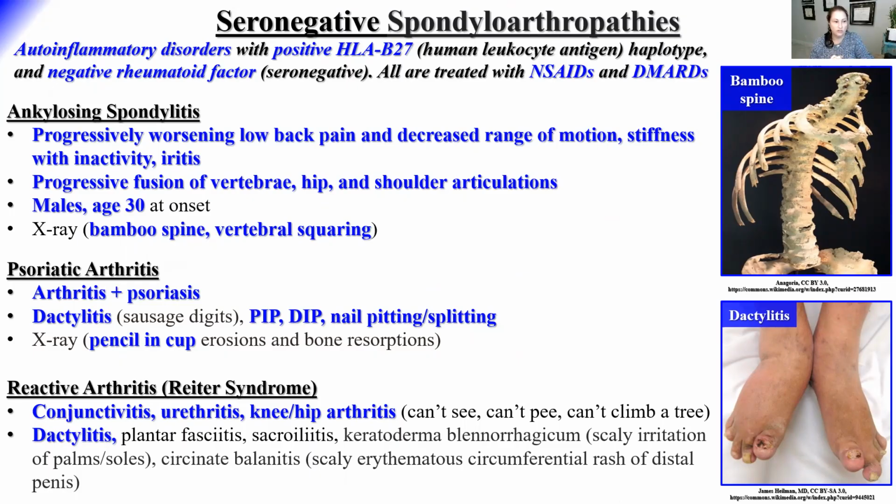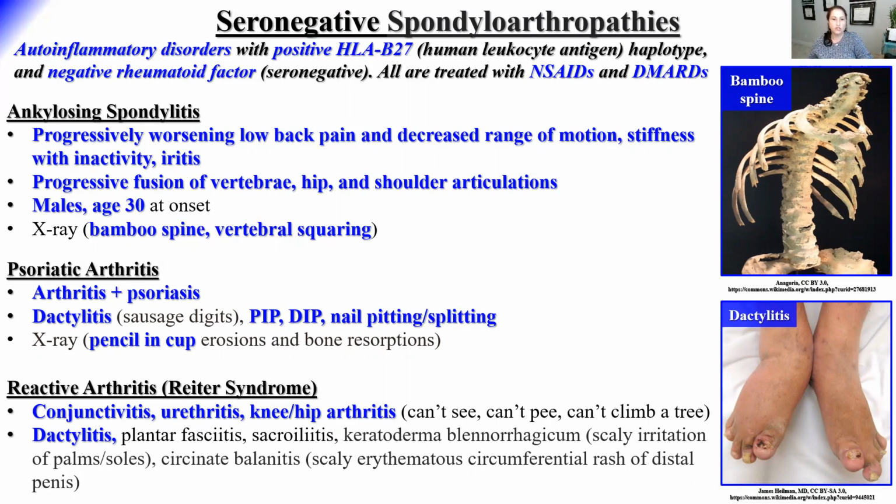Here's your exam question on this one. Bamboo spine and vertebral squaring. So it looks like their spine turns into bamboo, where you have these kind of nodules where the joints should be. Vertebral squaring, it should be this kind of biconcave disc, and they kind of form this square, and you can see that in that top picture there.